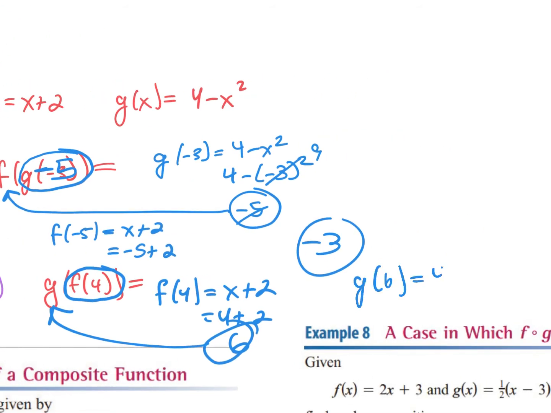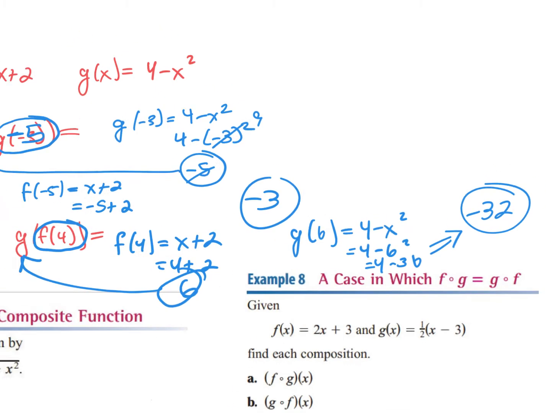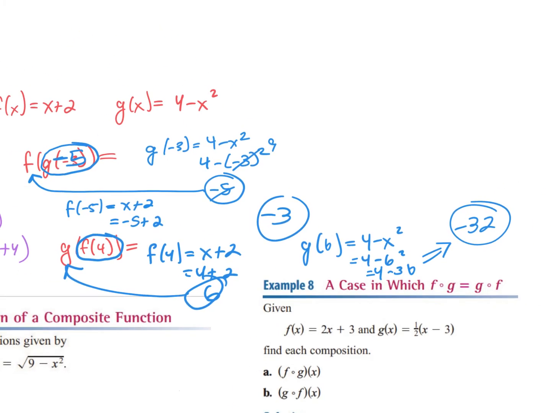And what is my g function? 4 minus x squared. So I have 4 minus 6 squared. What's 6 squared? 36. So 4 minus 36 gives me negative 32. Perfect. So when you have g of f of x, f of g of x, that means you should have x's in your answer.